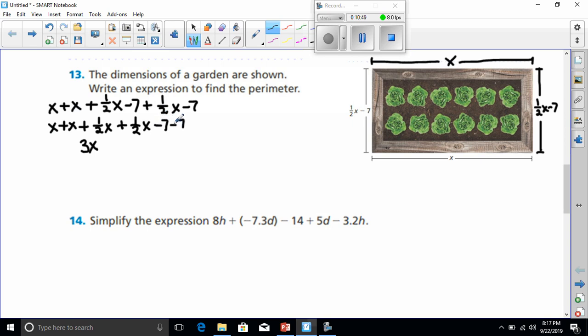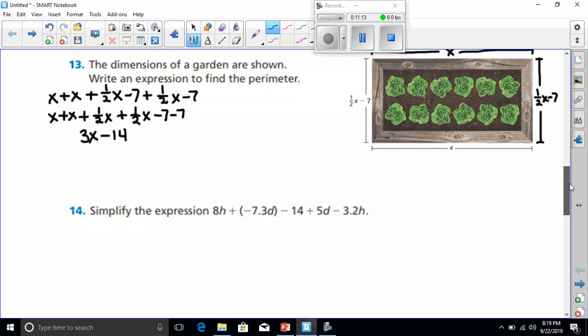And then I have two -7s. Well, both my signs are the same. So I add my numbers and keep the sign that's in front. Well, if I add 7 and 7, that's going to be 14. And since both of them are negative, it's a -14. So if I wrote an expression for this, it would be 3x minus 14.